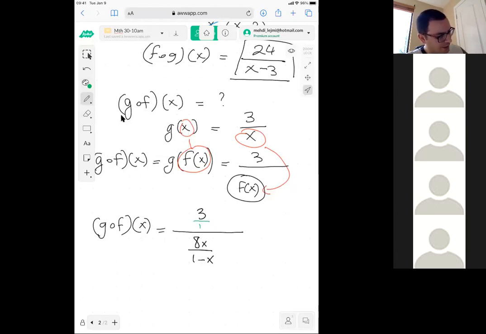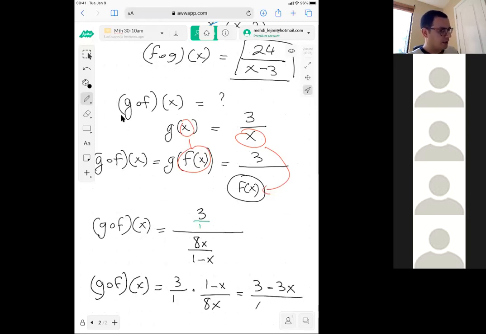So you flip the one in the bottom. Then g of f of x is 3 over 1 times, and you flip, 1 minus x over 8x. So you multiply straight across. That's 3 times 1 minus 3 times x, so that's 3 minus 3x over 1 times 8x, which is 8x. All right, that's the final answer, and that will be g of f of x.